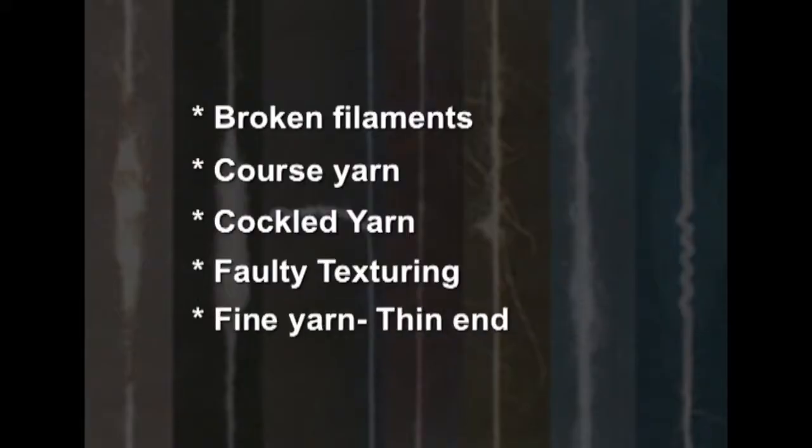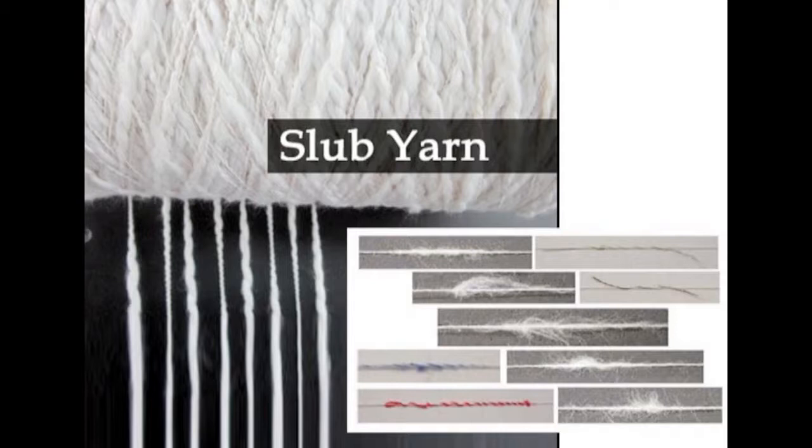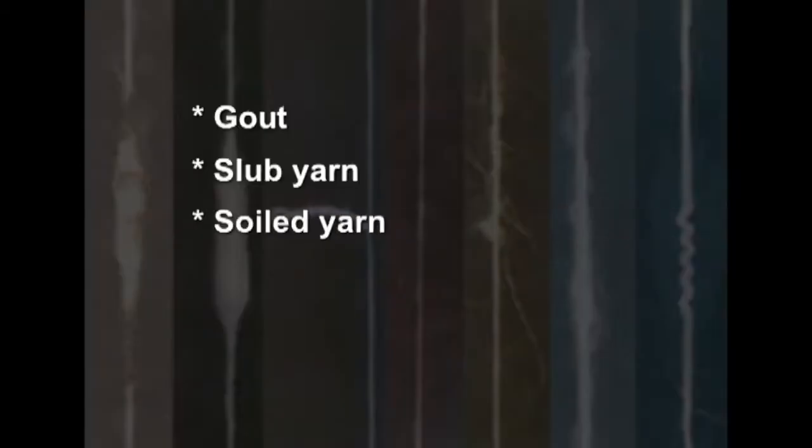And fine yarn or thin end is a yarn whose thickness is unacceptably less than that of the adjacent yarns. Gout means a lumpy asymmetrical fault in the yarn, in spun yarn especially in a fabric. Coming to the slub yarn, in a yarn a thickened place having tapering ends and a diameter several times that of the adjacent normal yarns. Soiled yarn means an individual yarn that is discolored by dirt, oil and other contaminants. And spoilt yarn means a yarn which appears in the fabric as a thin yarn.